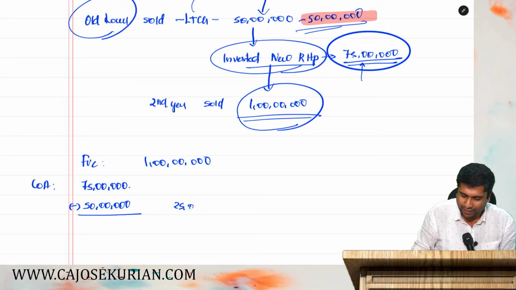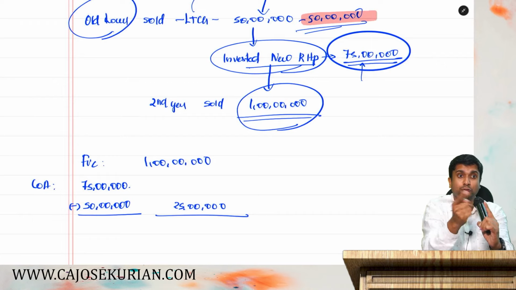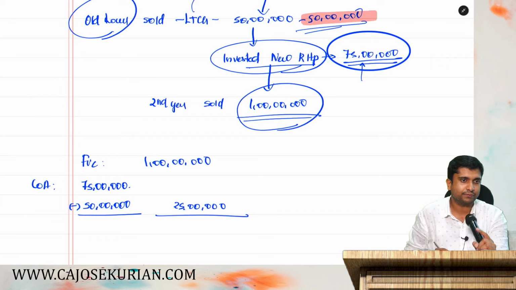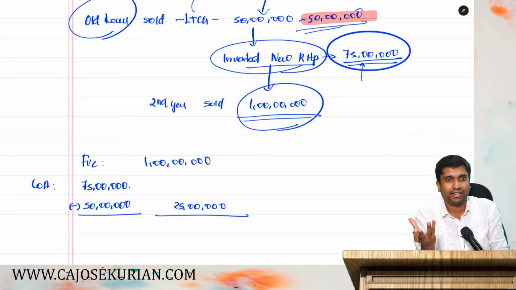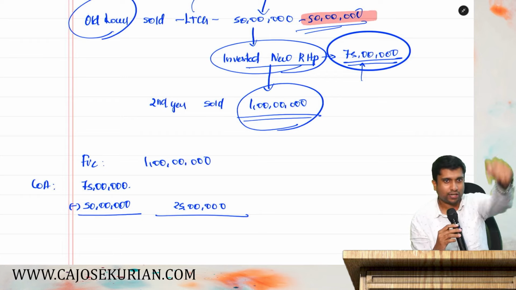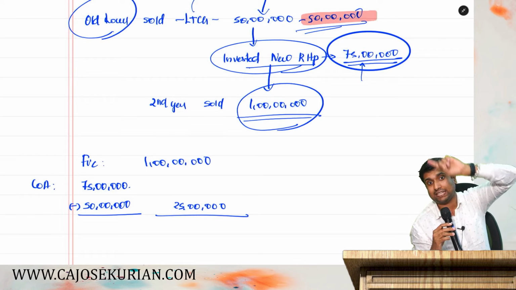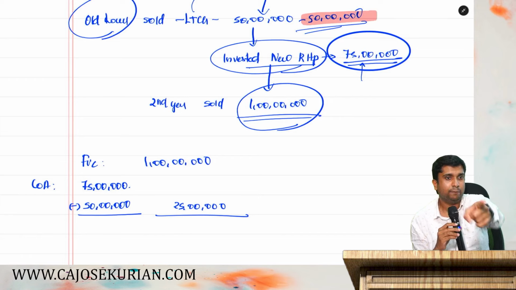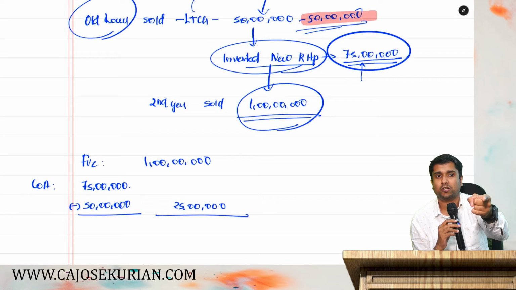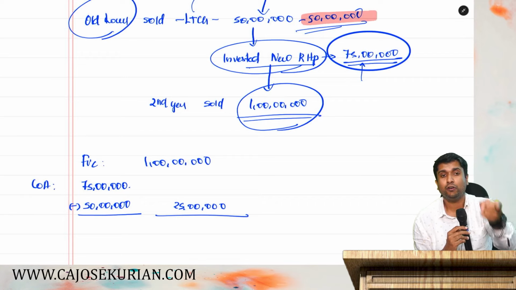Only 25 lakhs will be my cost of acquisition on subsequent sale of that new house if there is a lock-in period violation. If there was no lock-in period violation, 75 lakhs would have been my cost of acquisition on subsequent sale. Since there is a lock-in period violation, the cost of acquisition has to be reduced by the exemption that you have claimed earlier. Because you have given a promise to the department that you will never transfer that new residential house property for the next 3 years. You have violated that, so you have to face the consequence.